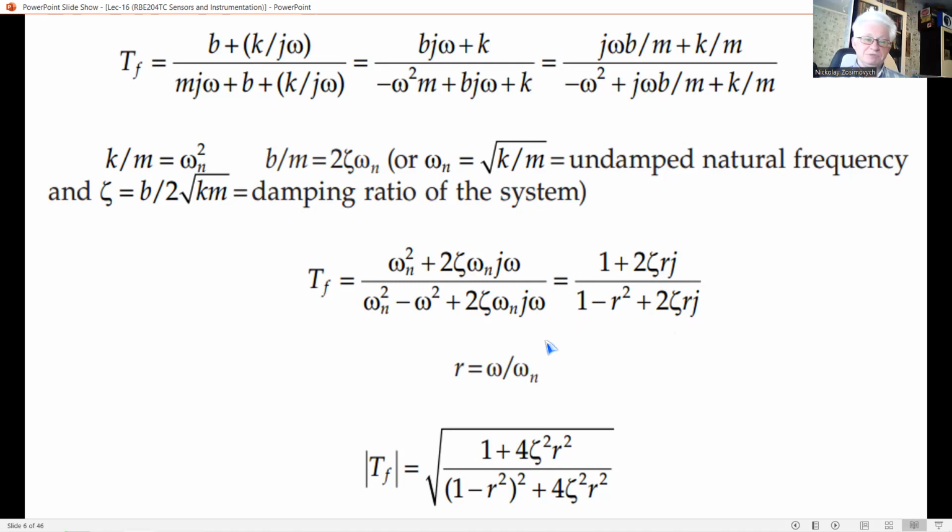So the transmissibility function has a phase angle and magnitude. In practical applications of vibration isolation, it is the level of attenuation of the vibration excitation that is of primary importance, rather than the phase difference between the vibration excitation and the response. Accordingly, we use the transmissibility magnitude, as we can see here in the third equation.